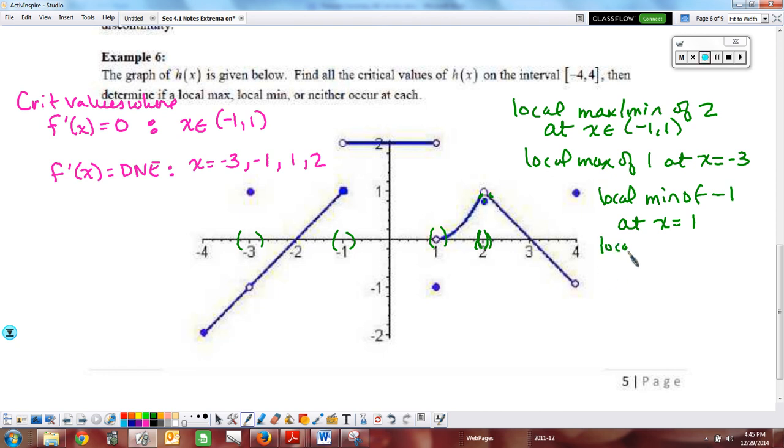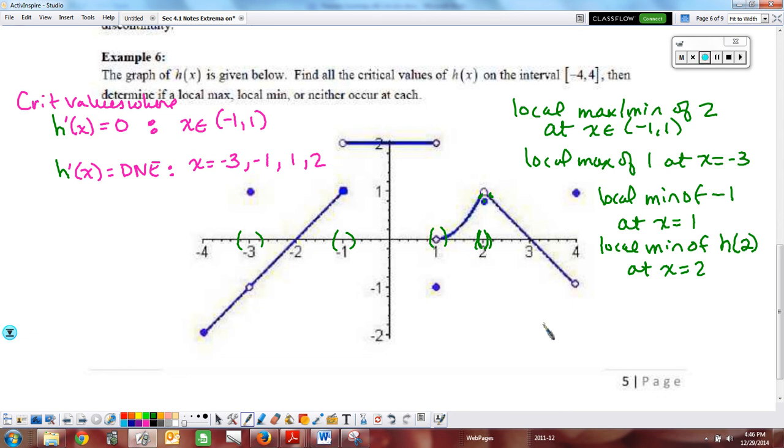So there is a local min of, I don't know what it is and I don't want to guess, and so this is, oh, we're doing h of x. It's nice that I actually read the problem when I come in here and then realize I'm naming things. So h prime, so local min of h of 2 at x equal to 2, since I don't really know what that is. Okay, and then remember that endpoints are not candidates for critical values and then local mins.